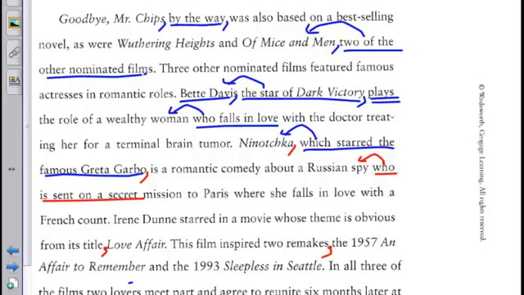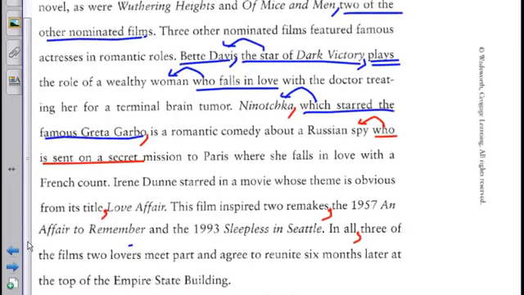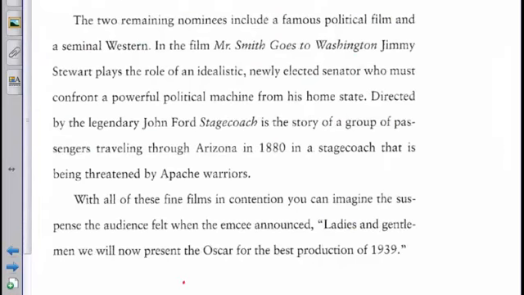In all, comma, because this is an introduction, three of the film's two lovers meet, part, and agree to reunite 6 months later. So we've got three things that they do. They meet, they part, and agree to reunite 6 months later at the top of the Empire State Building. So that's because that's a list. The two remaining nominees include a famous political film and a seminal Western. So nothing in that sentence.